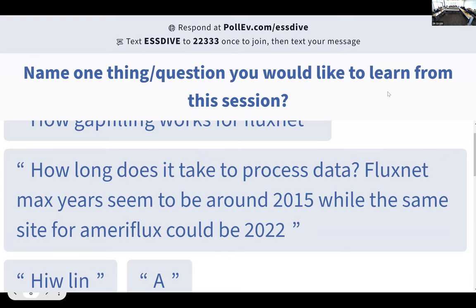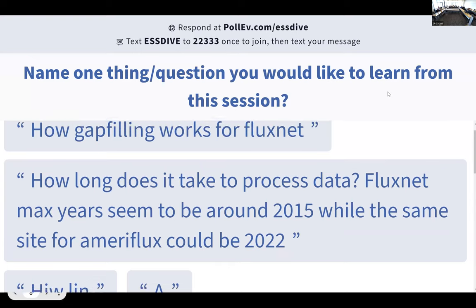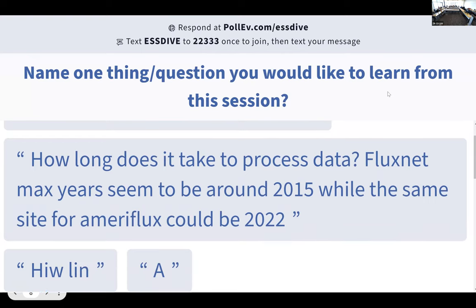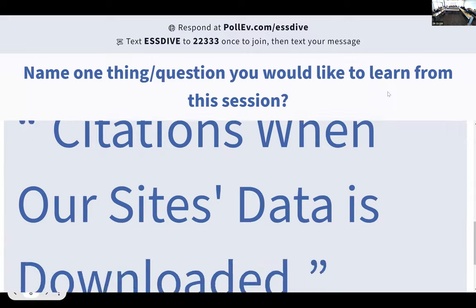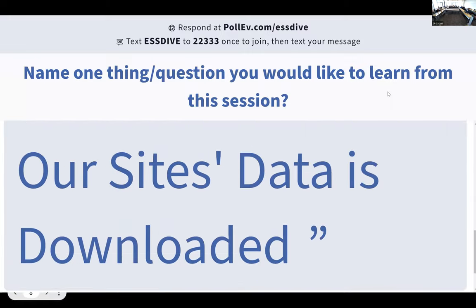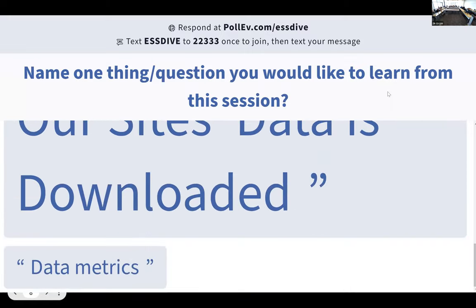Process data. Okay, this is another question for ONEFlux processing tomorrow. Another citation. Data metric. Okay, I'll keep this open so you can still type in, and maybe we can come back to this and try to answer some of the questions later today, either in this session or another one.